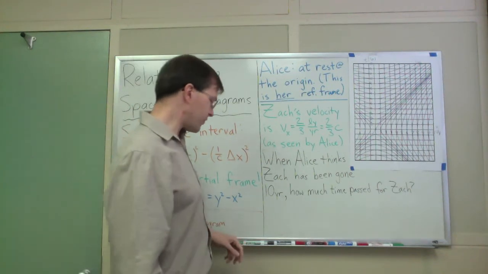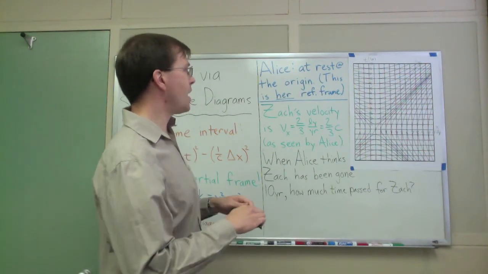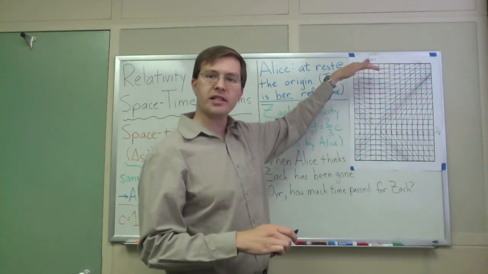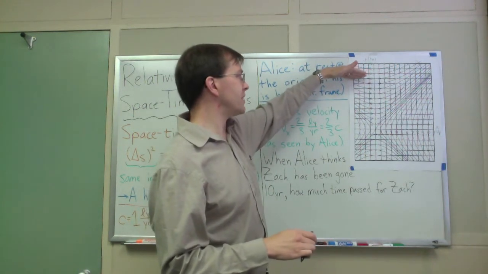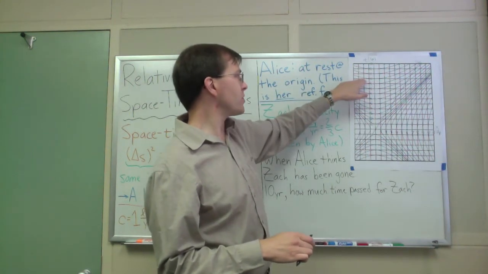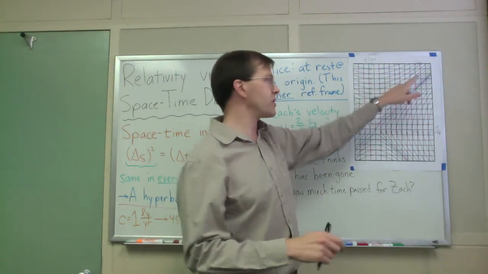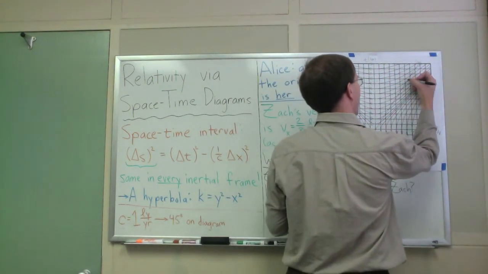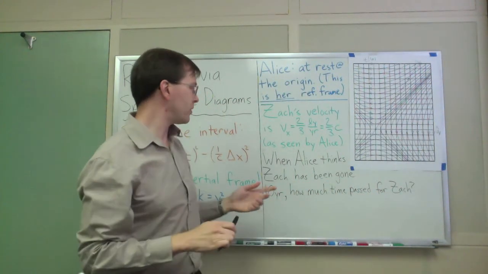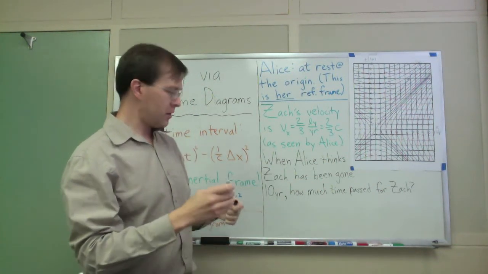Well, first of all, I need to identify that event as seen by Alice. That event, time equals 10 years. Remember, this graph is based on Alice's coordinates, and so every event that she thinks happens at time equals 10 years after Zach passed by will be along this horizontal line. Well, here's the point where Zach is living on that horizontal line. So I will put a little star there just to label that is the event we're talking about. When Alice thinks that Zach has been gone for 10 years, how much time has passed for him?